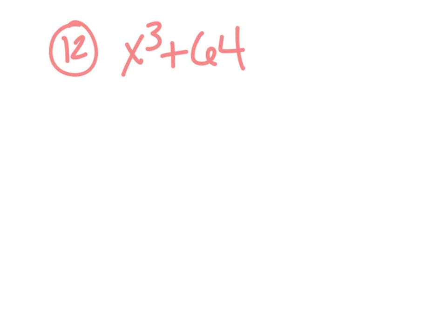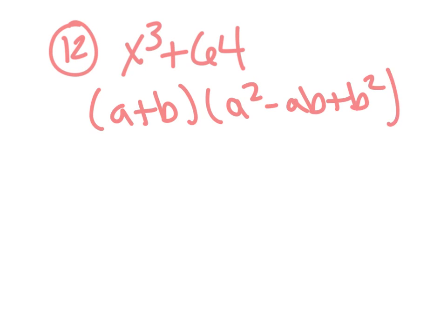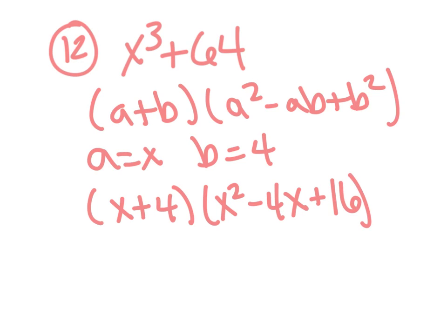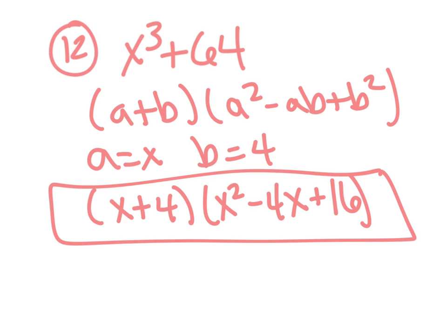So here I'm going to just work this out. This is the equation a plus b, a squared minus ab plus b squared, and just fill in everything. A on this one's going to be x, because I take the cube root of x cubed and get x. B is going to be the cube root of 64, which gives you 4. So A equals x, B equals 4, and now just plug in everything. You get x plus 4, x squared minus 4 times x, and square B, which gives you 16. So this is the answer for problem number 12.